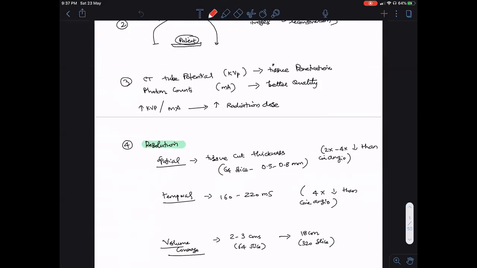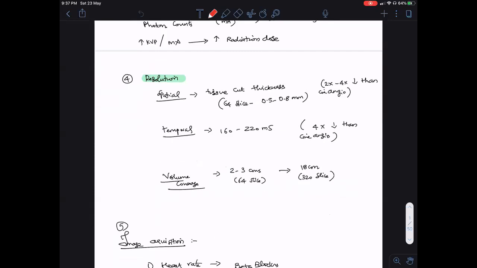So, briefly on CT potentials, the tube potential is measured in kilovolts, and as the kV increases, the tissue penetration increases. The photon count is how many photons are produced in the X-ray tube, measured in milliamperes or current. And as the mA increases, the better quality of images are produced. Obviously, with increasing kV or mA, the radiation dose increases.